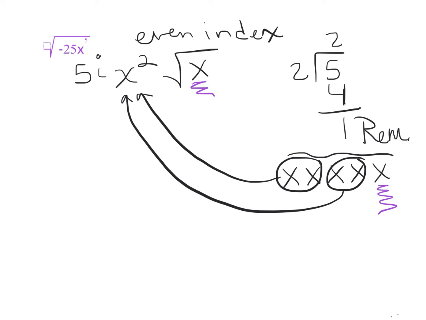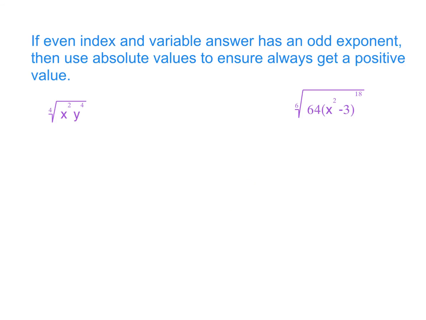Moving on to the next and last example. If an even index has a variable answer that has an odd exponent, then use absolute values to ensure that you always get a positive value, because we don't want to deal with imaginary numbers since we have variables. That would be kind of weird. With numbers, no problem. We can have imaginary, but with variables, no. So let's take a look at this one here.